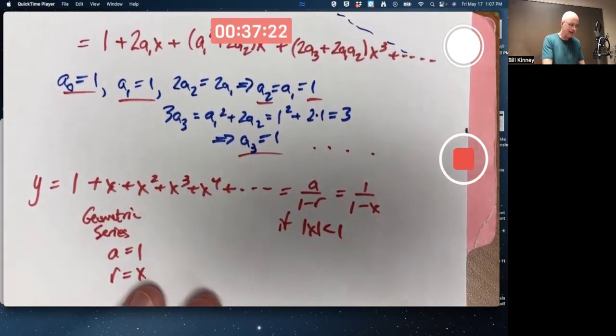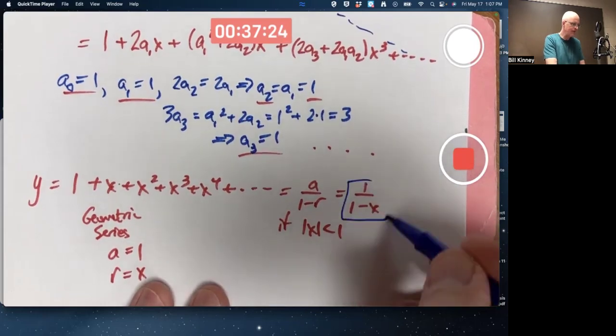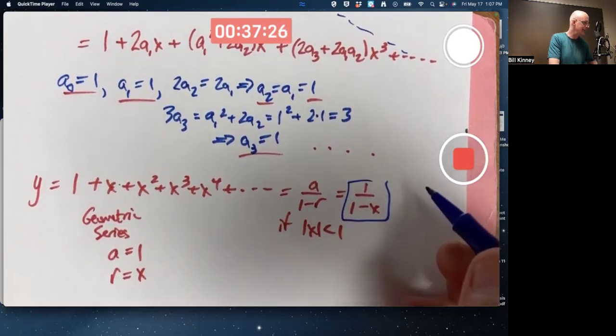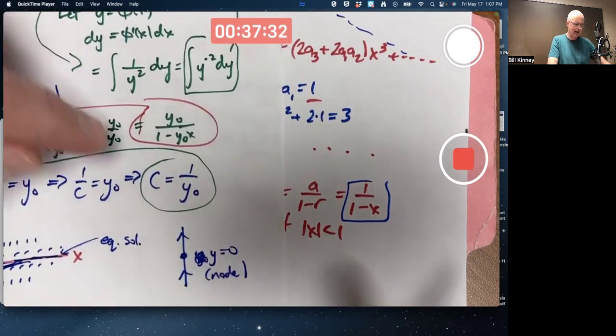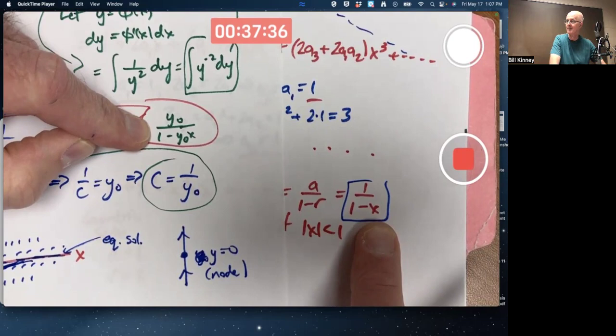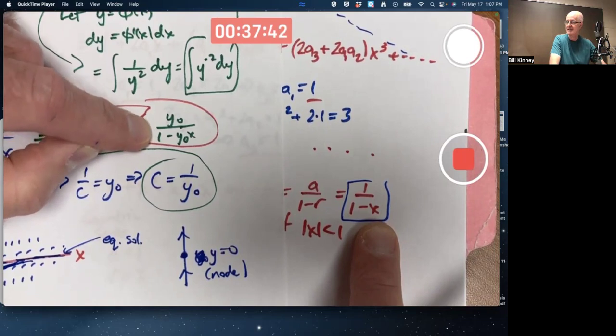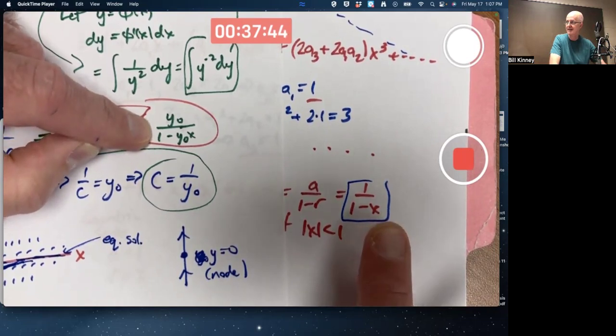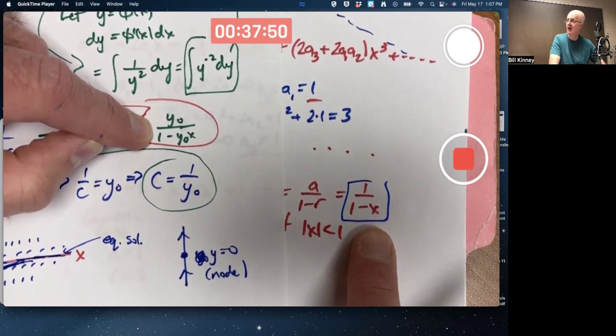And hey, that's what we got using separation of variables, isn't it? Compare those two things with y naught equal to 1. They're the same. Separation of variables gave us this. Series gave us the same answer when y naught is 1. And it does give the same answer for a general y naught as well, it turns out.